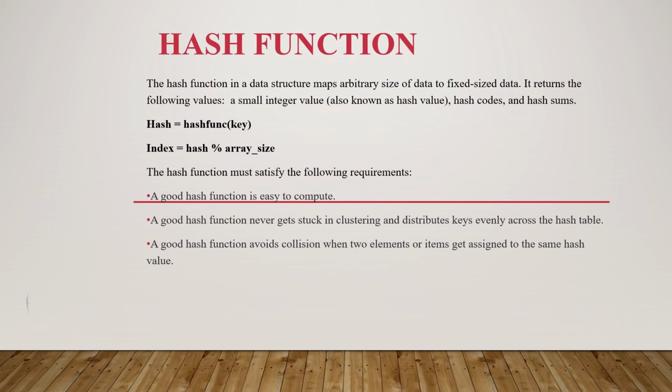Hash function. The hash function in a data structure maps arbitrary size data to fixed size data. It returns the following values: a small integer value, hash codes, and hash sums. The hash function must satisfy the following requirements. A good hash function is easy to compute. A good hash function never gets stuck in clustering and distributes keys evenly across the hash table. A good hash function avoids collision when two elements or items get assigned to the same hash value. There are three ways of calculating the hash function: division method, folding method, and mid-square method.